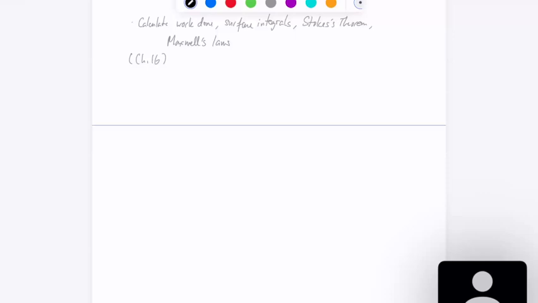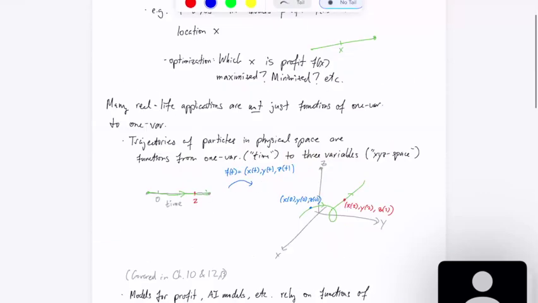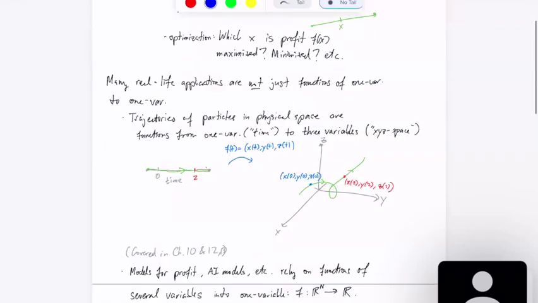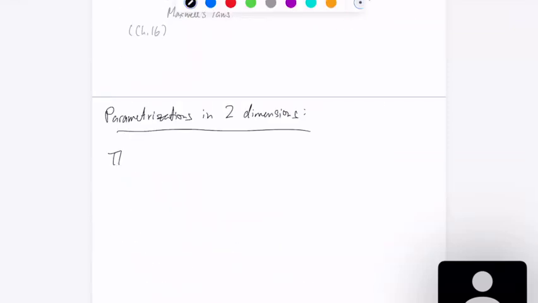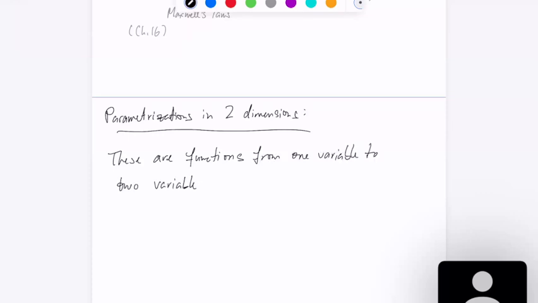Let's take a look now at the material for this first part of chapter 10, which is parametrizations in 2 dimensions. All right, so like I said, in general, parametrizations could be into many variables. For now, let's focus on the case of 2 dimensions because it's pretty familiar to us. So these are functions from 1 variable to 2. So in abstract notation, this is a function f from, say, R into R2.